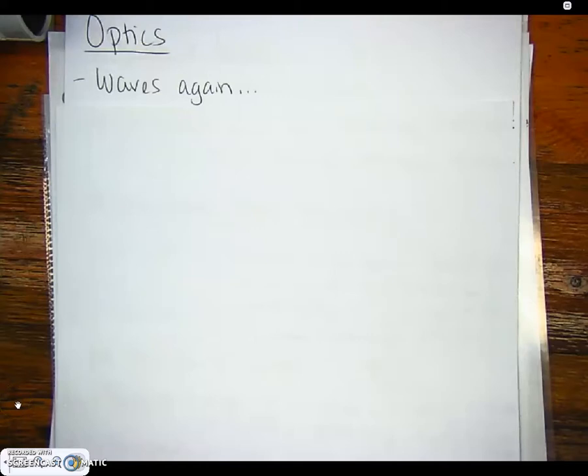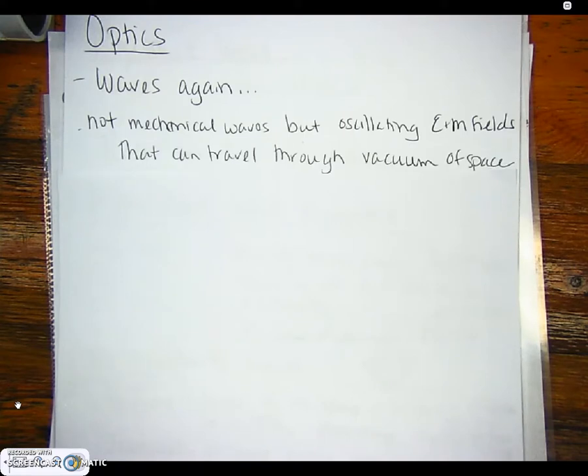So optics is the study of electromagnetic waves and light waves, and these are not mechanical waves, but they demonstrate all of the properties that waves have, like diffraction, refraction, reflection, transmission, all of that. We'll go through them one by one.